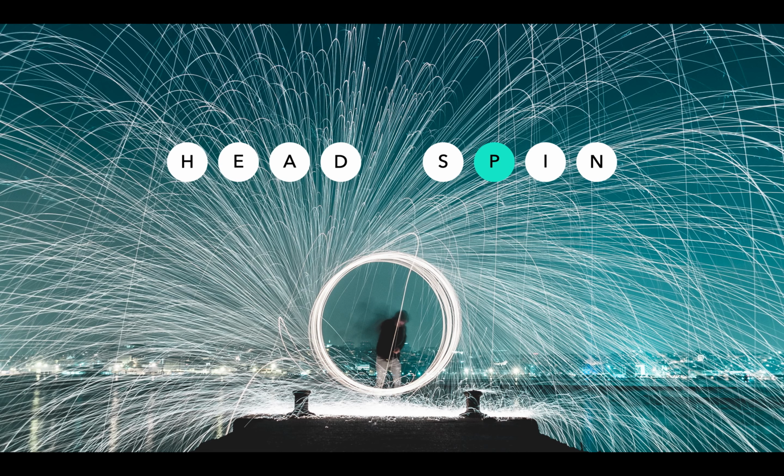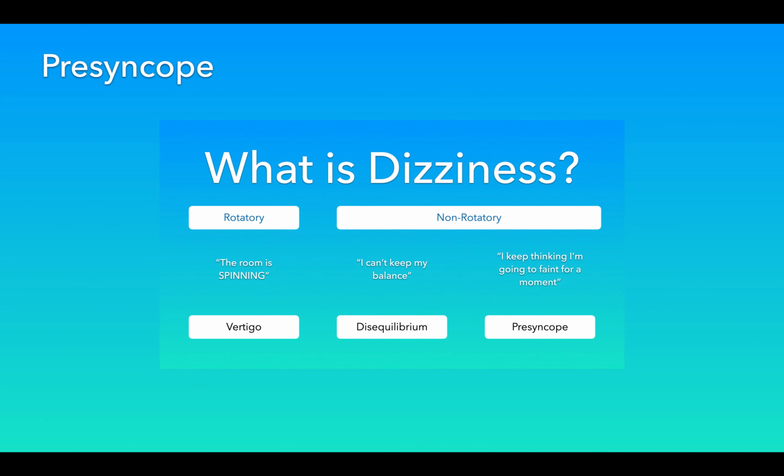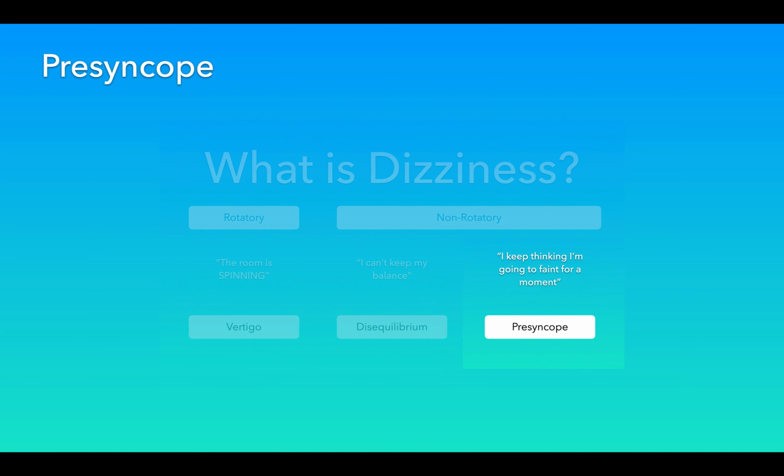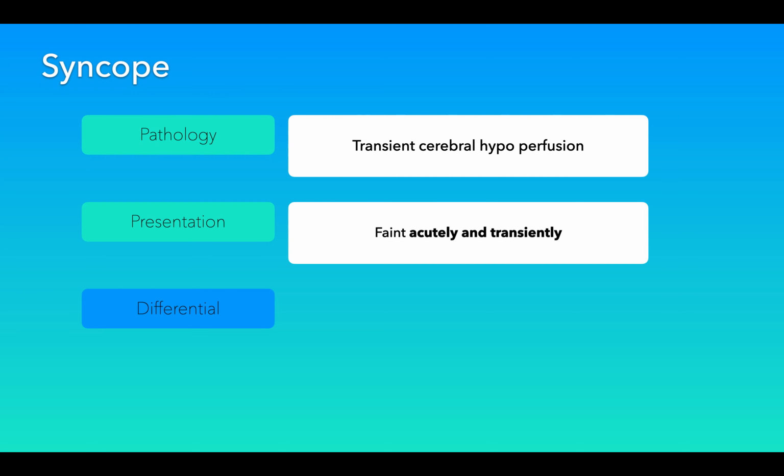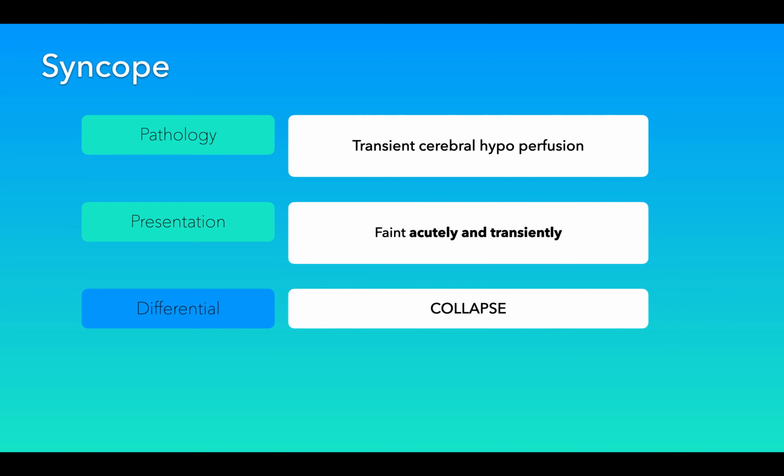So P is presyncope. And if you remember this slide from 10 minutes ago, we said that presyncope is that I keep thinking that I'm going to faint for a moment. So we need to think about syncope now. So syncope is transient cerebral hypoperfusion, okay? And the presentation is that they faint acutely and transiently. So they drop to the ground and they're straight back up. Well, they might not bounce back up, but they do not have a post window whereby they are out of it. It's a rapid recovery.